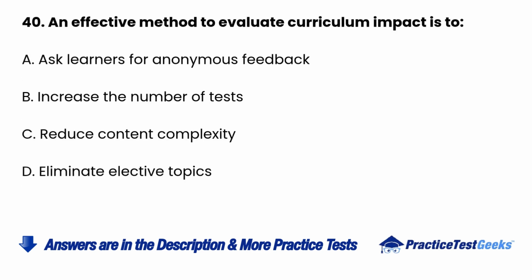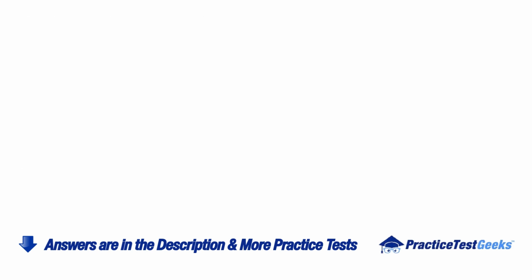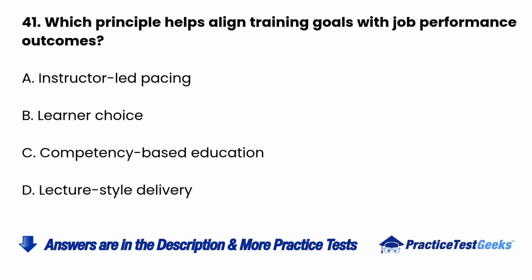40. An effective method to evaluate curriculum impact is to A. Ask learners for anonymous feedback. B. Increase the number of tests. C. Reduce content complexity. D. Eliminate elective topics.